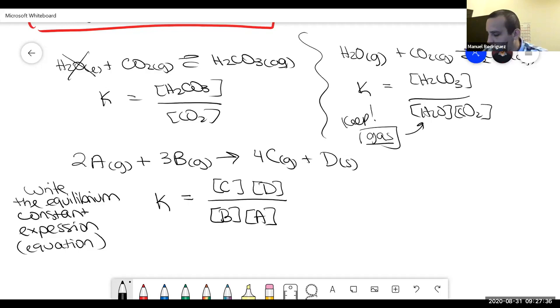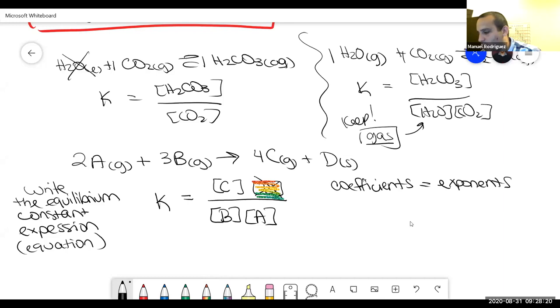So, looking at this, I know D is a solid, so I should not include that. So I'm going to pick a random color. Okay. Go away. Good? So far we are okay. So we know that we have products over reactants. Something else that we need to know about equilibrium constants is that the coefficients equal the exponents. So in the first two problems I did, all the coefficients are ones. So we got a one here, a one here, a one here, and a one there. So I didn't have to worry about using exponents because they were all ones.